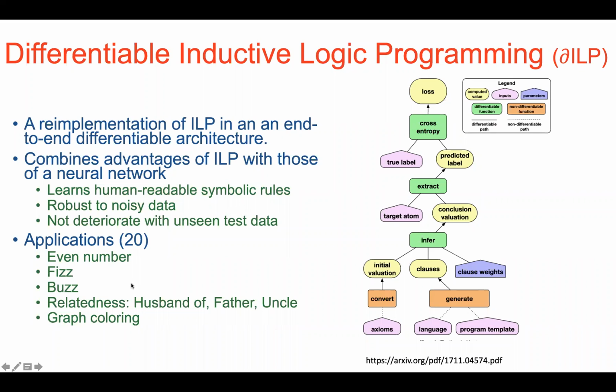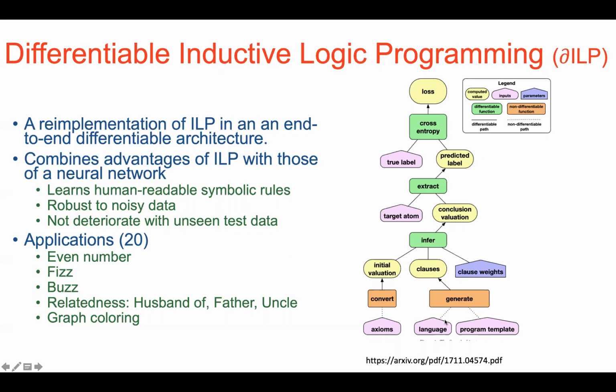It's been applied to some 20 applications, even to the problem of fizz. Usually these logic programming things give a yes or no type of answer. So it says, is it a fizz or not a fizz? It can answer that question. And then separately, you would have to say, is it a buzz or not a buzz? It's not one program which has both fizz and buzz. And relatedness, such as a tree, husband or father, uncle, graph, ring, all kinds of problems they've applied it to.